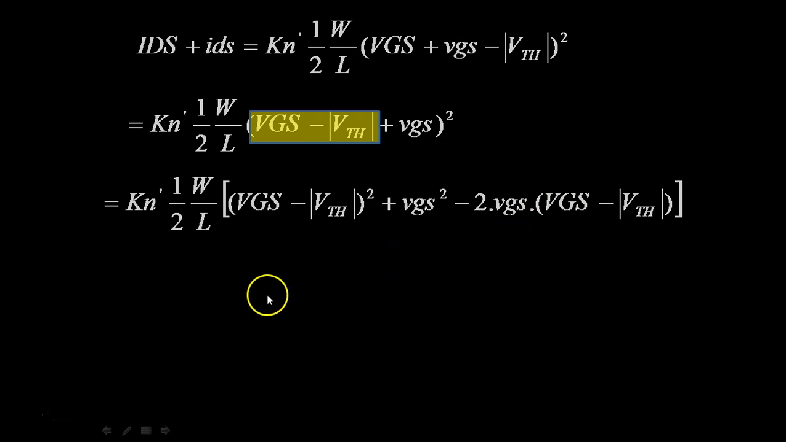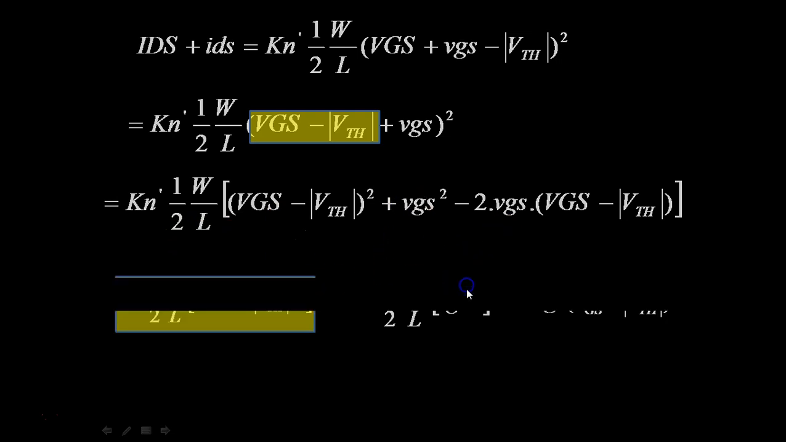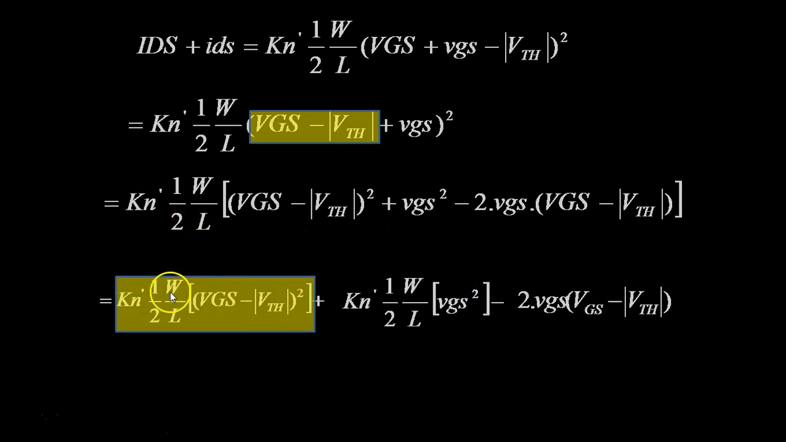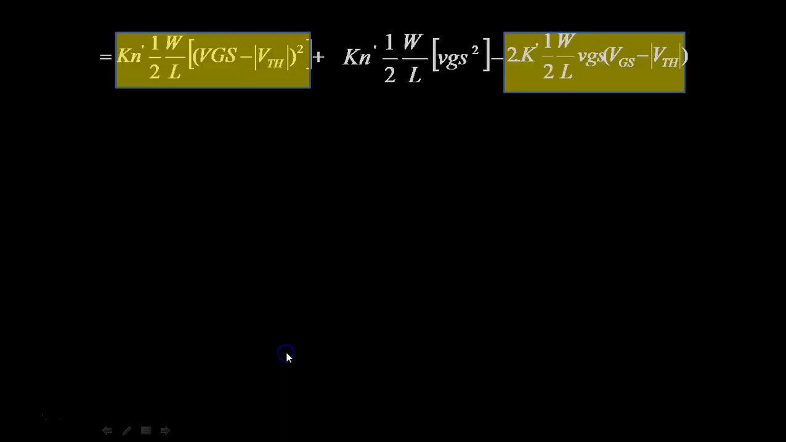Now if you bring this kn dash W by L and multiply with each term. The first term is kn dash W by L by 2 into VGS minus VT whole square, which I think you know by now it is the bias current ID. The second term is multiply this with small VGS square, and the third term is this plus 2 into VGS minus VT. Now, so these are the three terms. This term, as you know, it is capital ID.